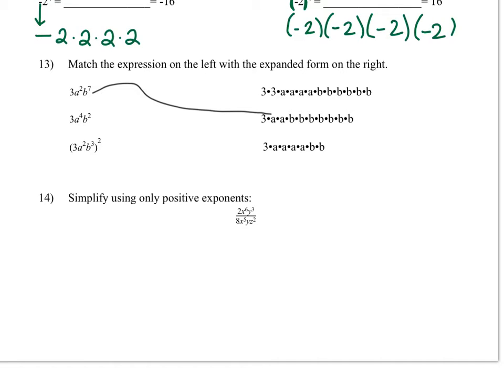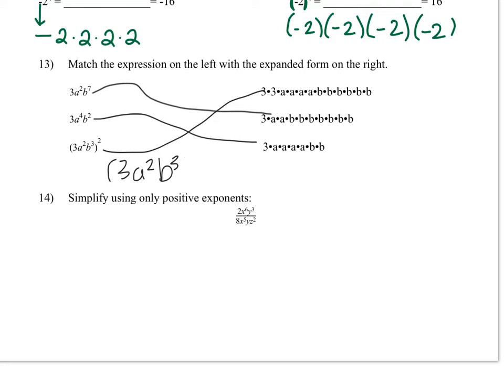The second one is 3a to the power of 4, b to the power of 2. So again, look at your 2 possibilities that are left. And I happen down here to see a 3, because there's only one 3 there. And this answer has 4 a's, which matches, and 2 b's. So you know your final answer, as these will connect.